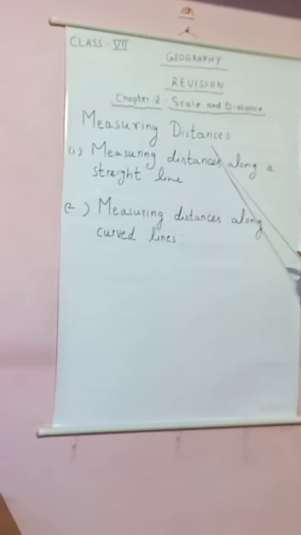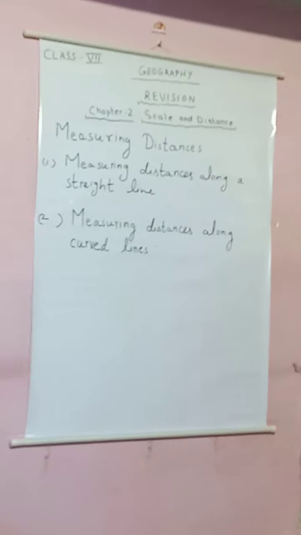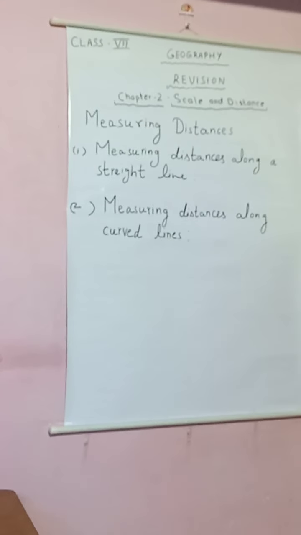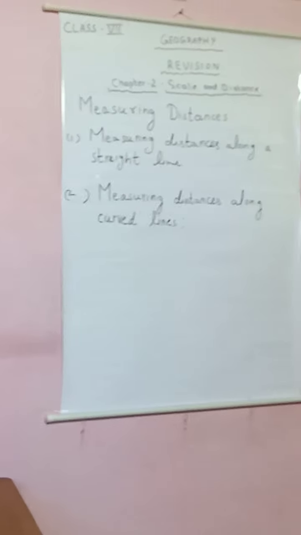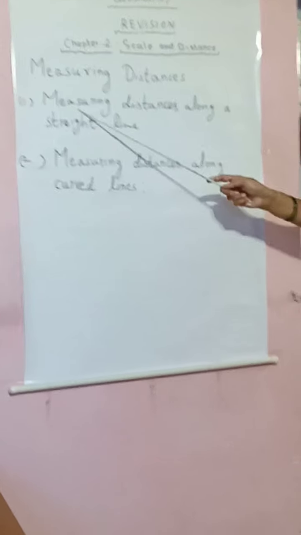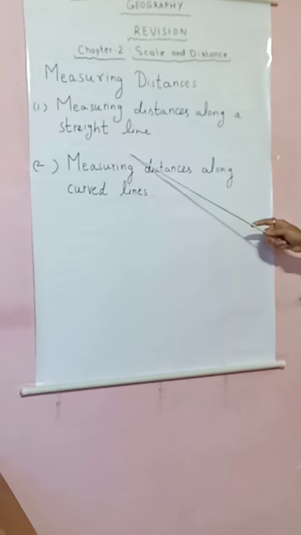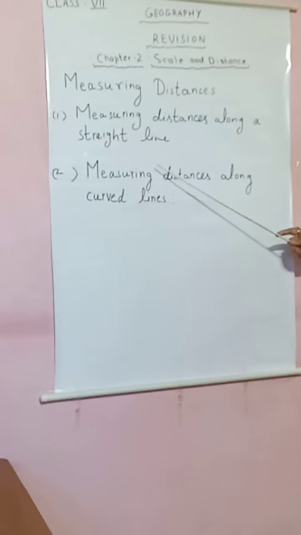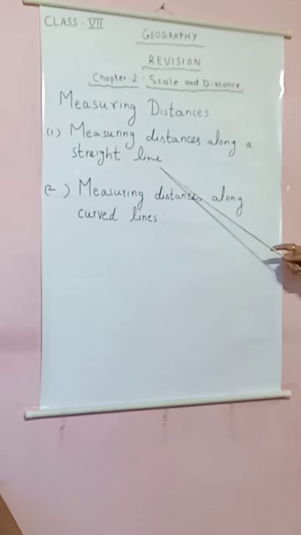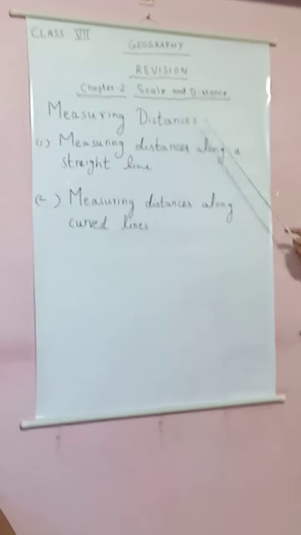Measuring distances. To understand maps correctly, it is important to learn how to accurately measure distance on them. This can be done in different ways. First is measuring distances along a straight line. The distance between any 2 points on a map can be measured using a ruler. Thereafter, using the scale of the map, the actual distance can be calculated.